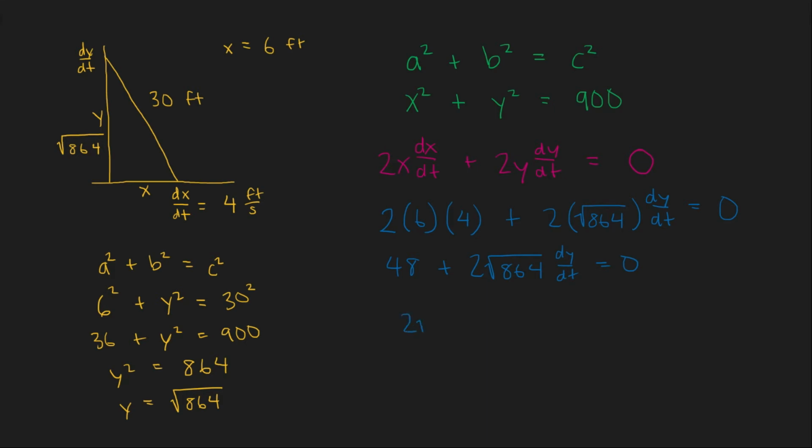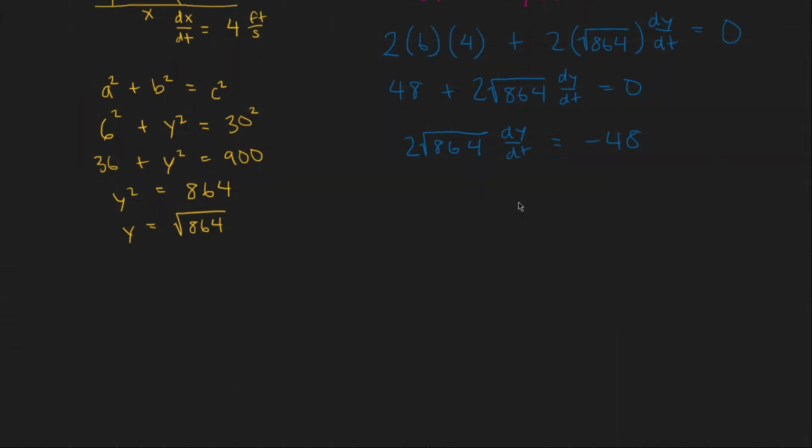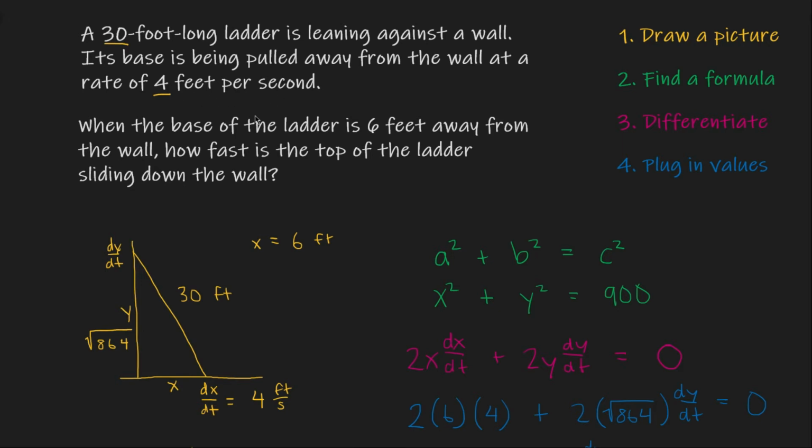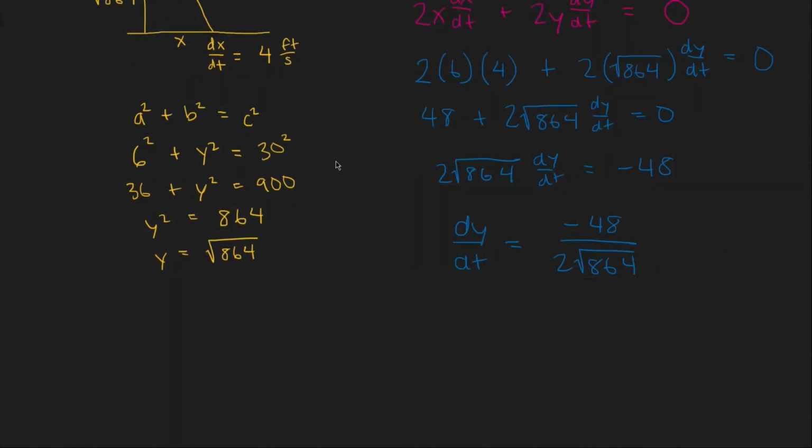Subtract 48 from both sides. 2 root 864 dy over dt equals negative 48. Let's move this down a bit. Divide both sides by 2 root 864. It's going to be dy over dt equals negative 48 over 2 root 864. And we know that the units that we're dealing with, as it was set up here, is feet per second. So let's just write feet per second next to our answer. Feet per second.